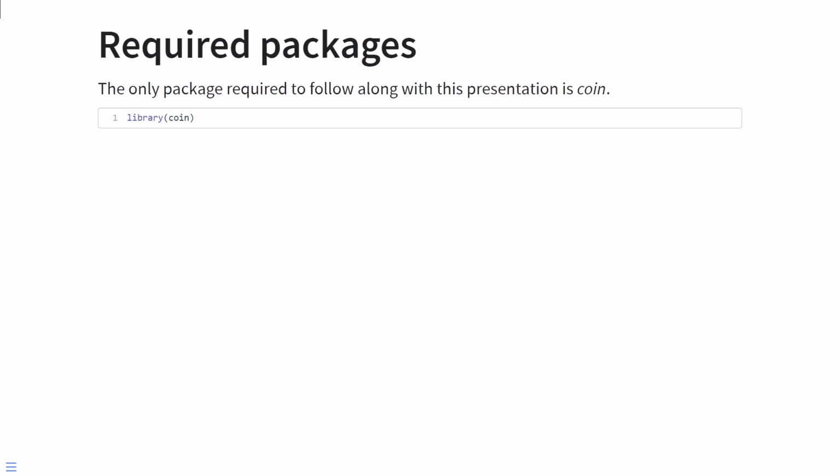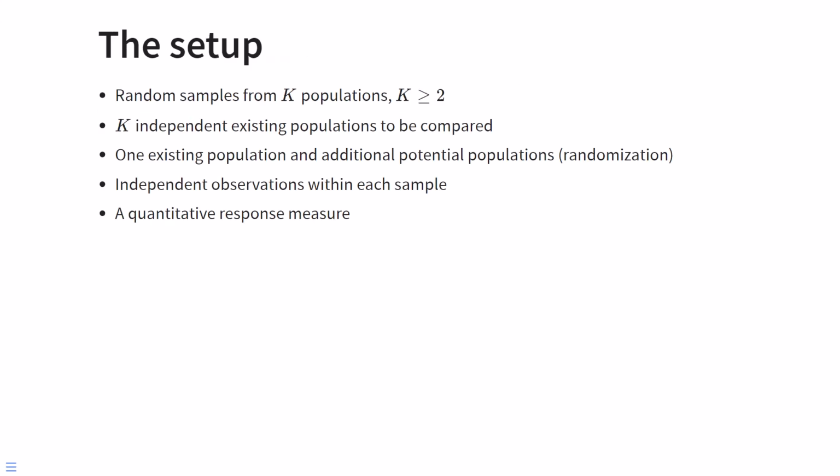The only package required to follow along with this presentation using R is the coin package. Here's the setup. We have random samples from K populations where K is greater than or equal to 2. We have either K independent existing populations, and we draw a sample from each, and we want to compare these, or we could have a single sample from one existing population, and we randomize participants into conditions, each condition representing an additional potential population. We have independent observations within each sample and a quantitative response measure.